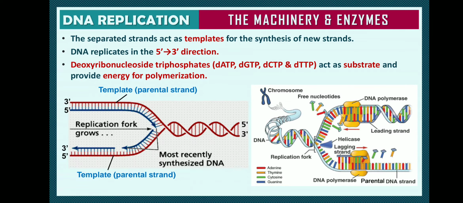Now, after forming the two templates, new strands will be synthesized on both of these templates. How will new strands be synthesized, students? By using complementary base pairing. We know what complementary base pairing is: if it is adenine, there will be thymine; if it is guanine, there will be cytosine. That way we see the formation of new complementary strands.